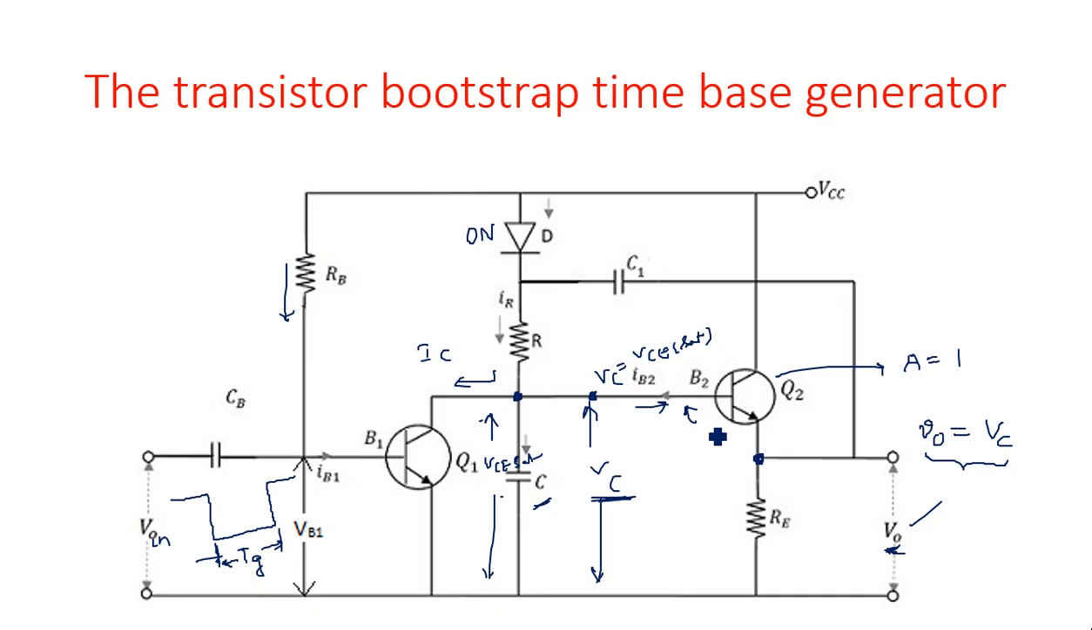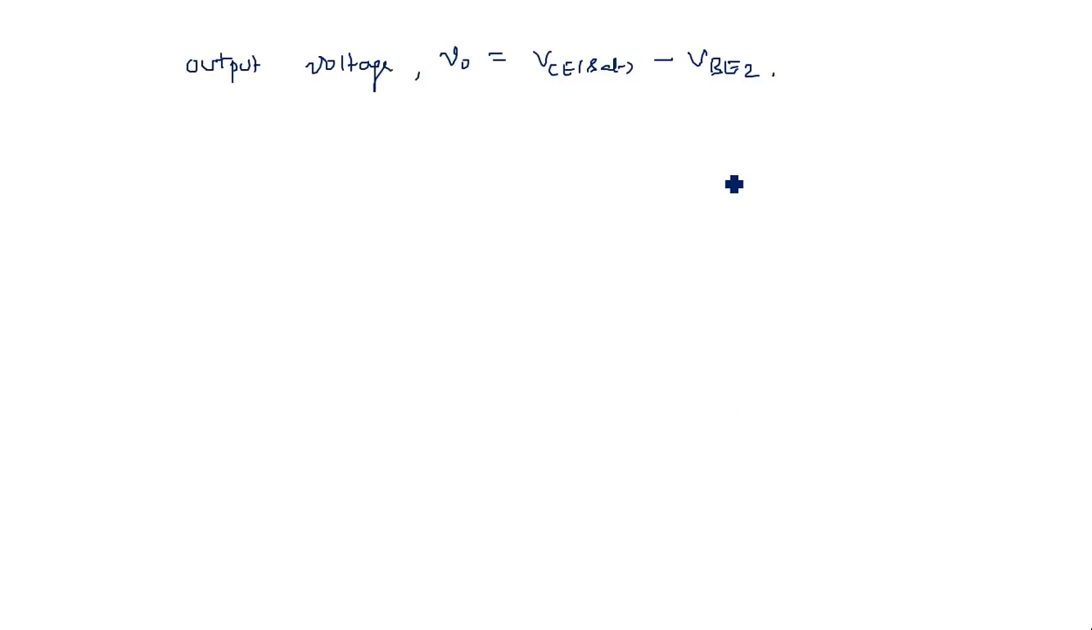And what is the cut-in voltage across this transistor? It is VBE2, because it is the second transistor. So the voltage at the emitter is the difference between these two: VC minus VBE2, which is VCE sat minus VBE2. In that way we have got this expression.